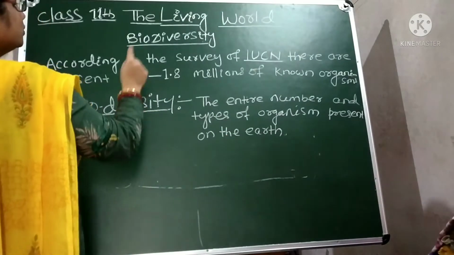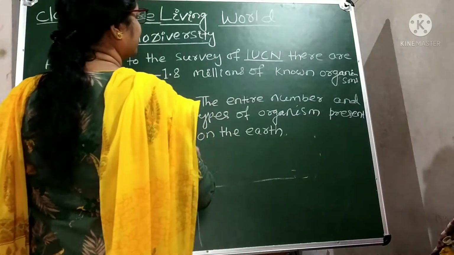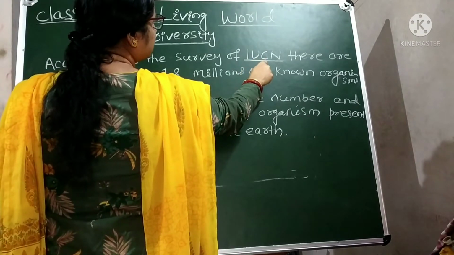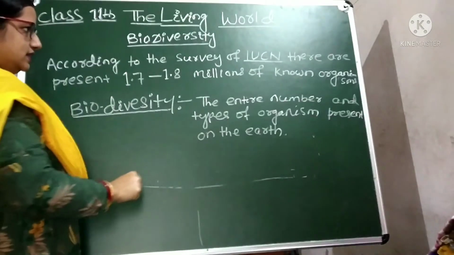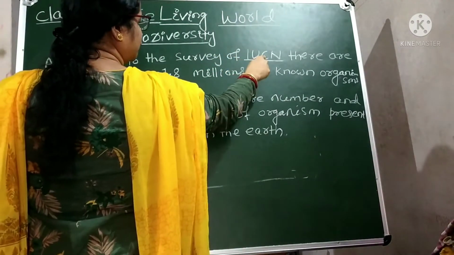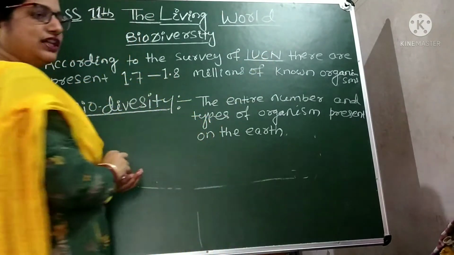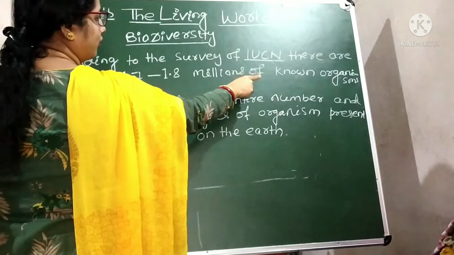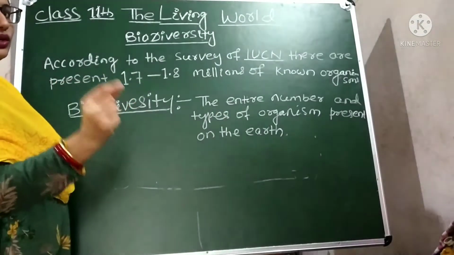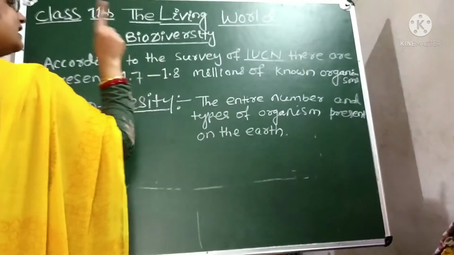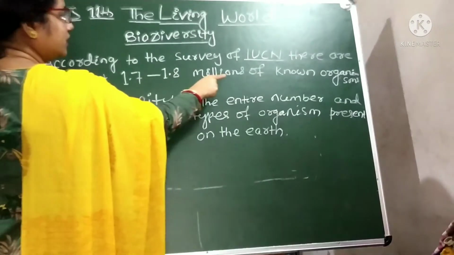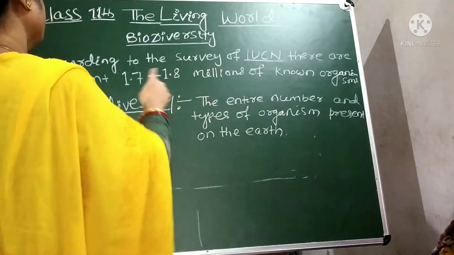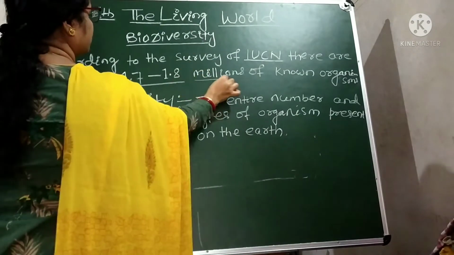So according to the survey of IUCN, International Union of Conservation of Nature and Natural Resources, there are present 1.7 to 1.8 millions of known organisms on the surface of earth. 1.7 to 1.8 millions which are known.